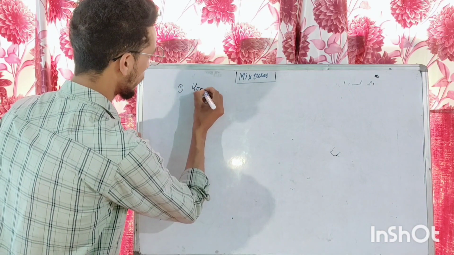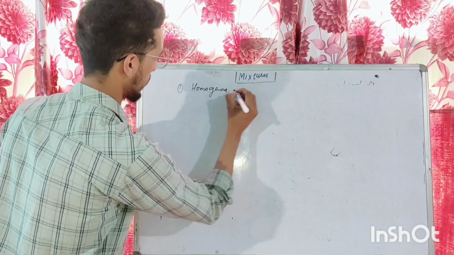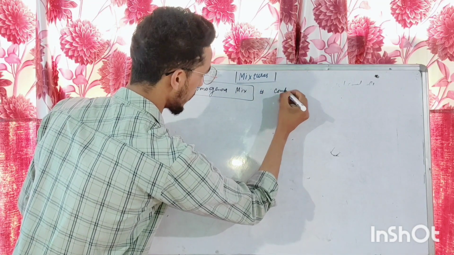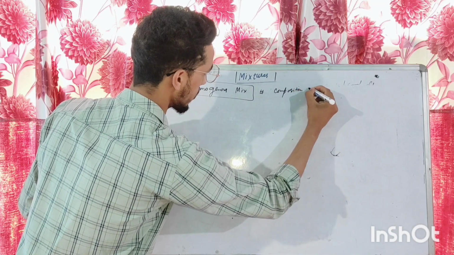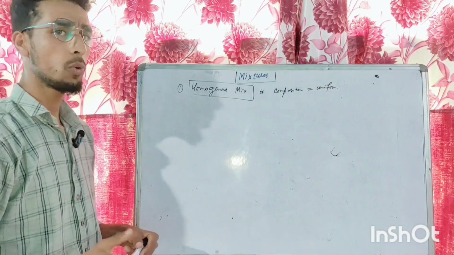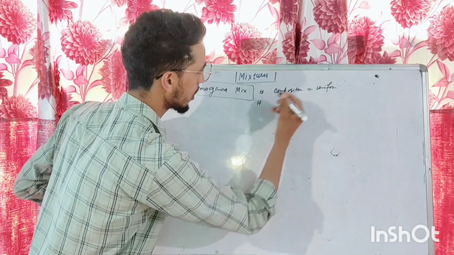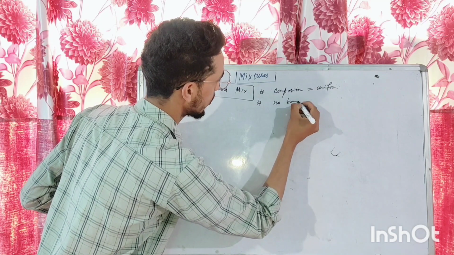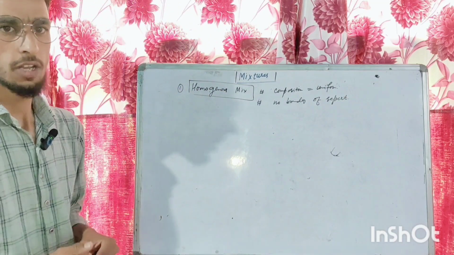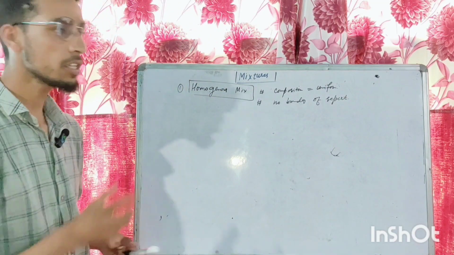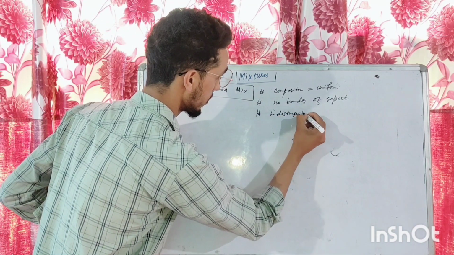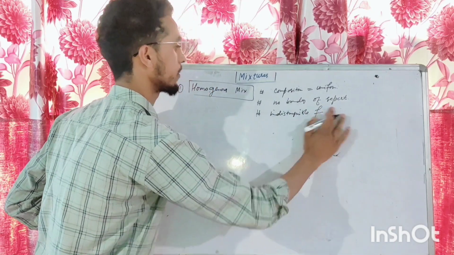So, the first one is homogeneous mixture. In the homogeneous mixture, the composition of components will be uniform, and there will be no boundary of separation between the components, meaning there will be no visible boundary of separation, which means they are indistinguishable from each other.